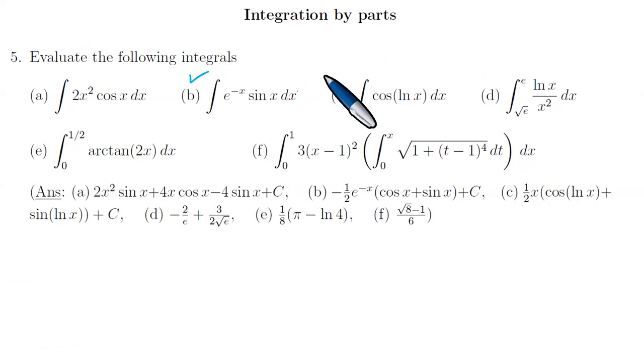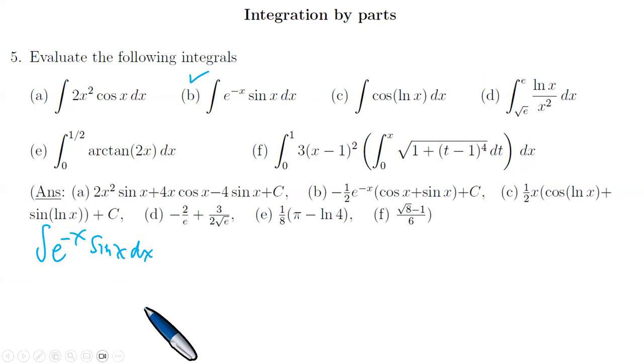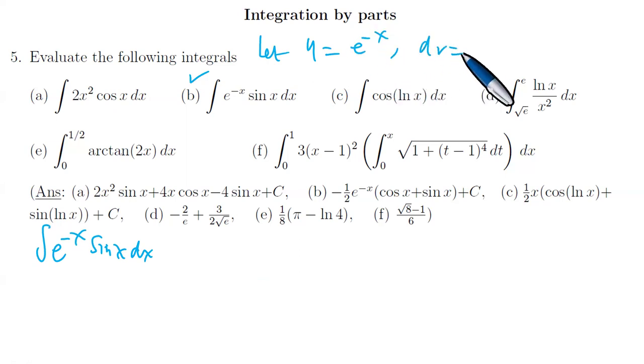So we're gonna do B, and to do B, we are focusing on the integral of e to the minus x sine x dx. And so for this integral here, we need to choose what becomes u and what becomes dv. In principle, it doesn't really appear to matter here. So you can let u be, for example, e to the minus x, and dv be sine x dx. If you take the integral here, you get v equals minus cosine x.